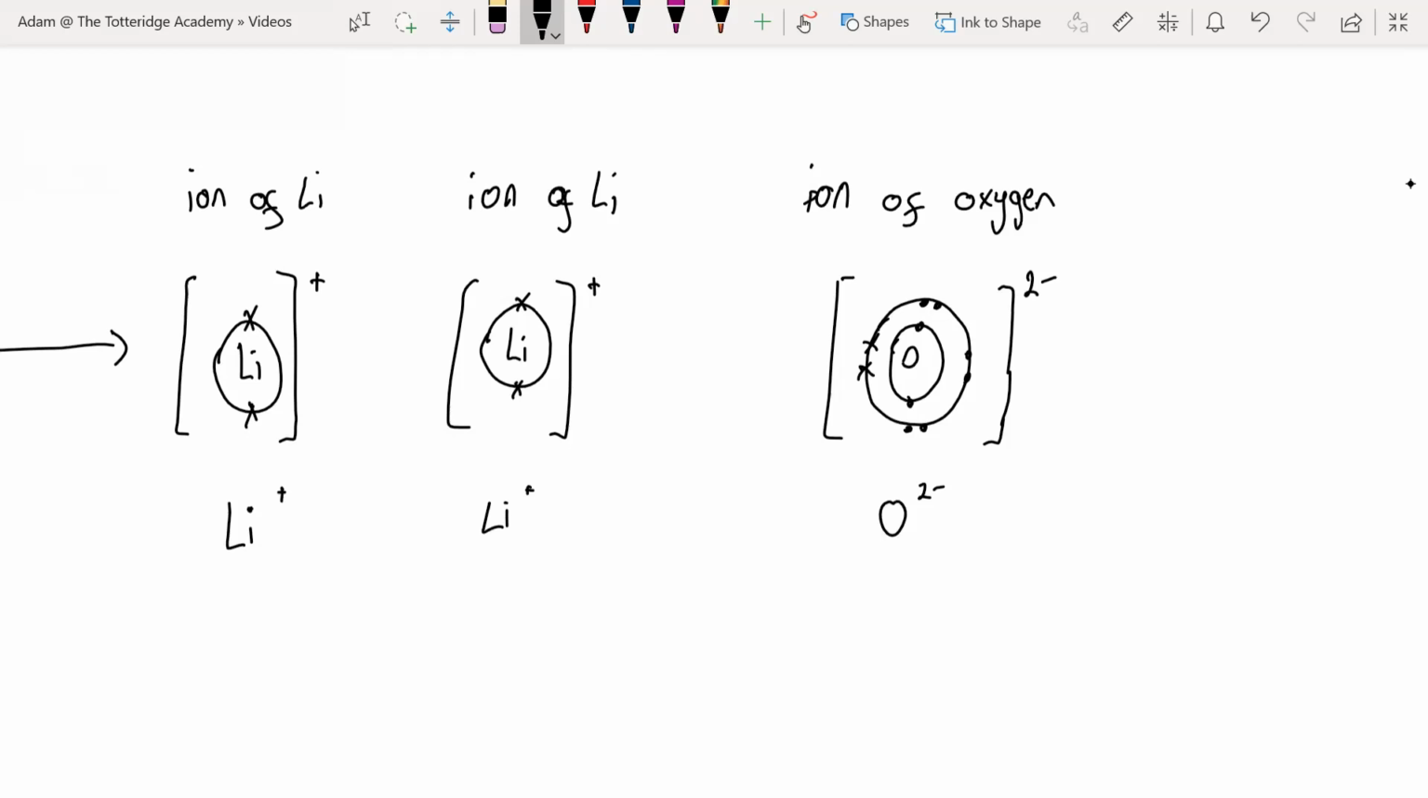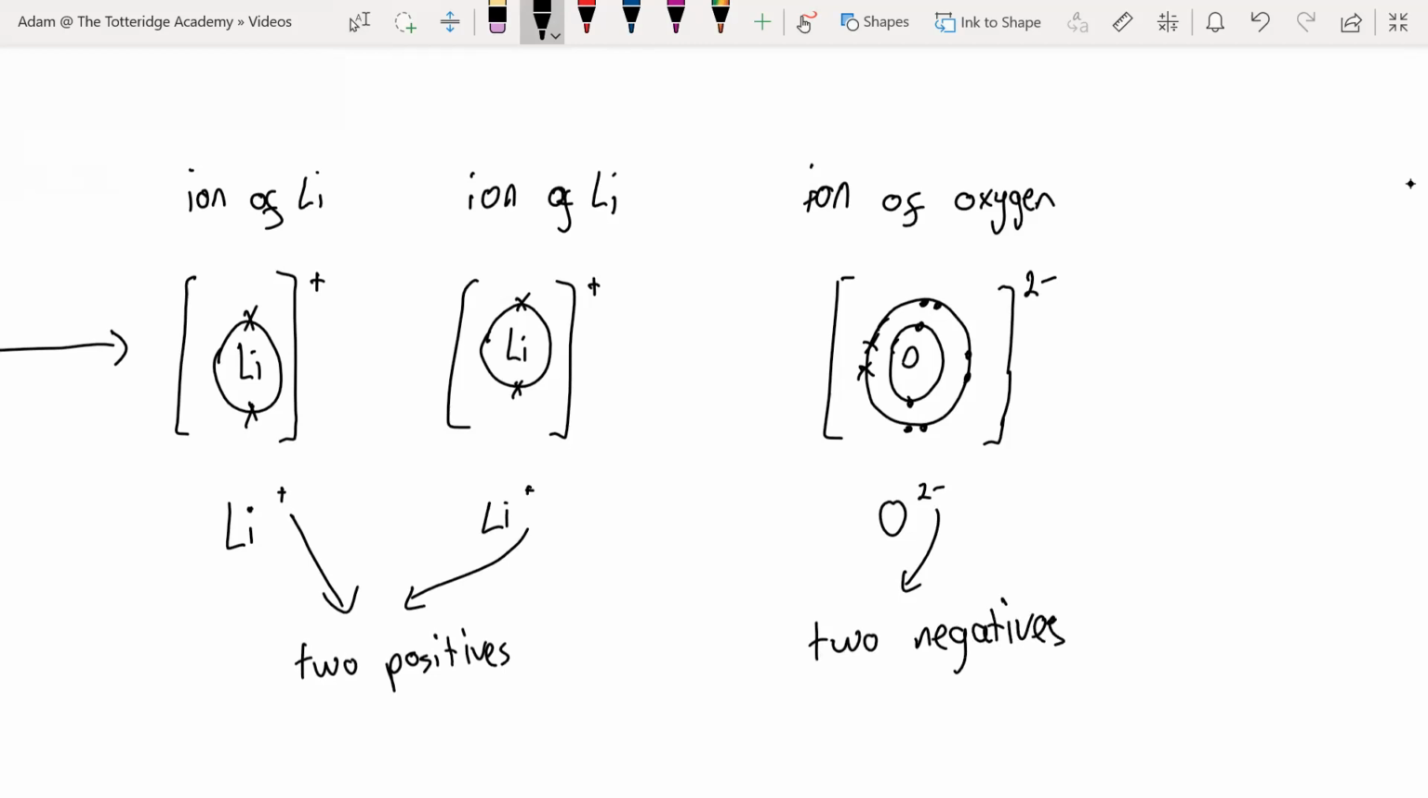Now what you should be able to notice is that here I've got 2 positive charges in total. So if I took that and I took that together, I would have 2 positives. And over here you can see I've got 2 negatives.